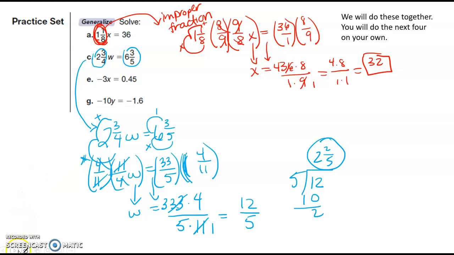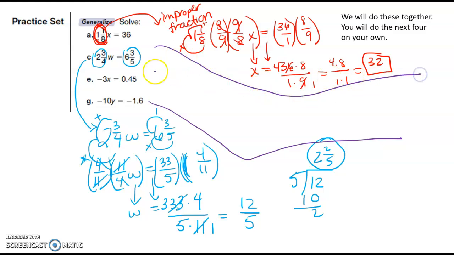Okay, and let's pick a different color and find a spot for E. I'm going to have to erase something here in a minute. So for E, actually, it's not too bad. You just divide by -3. So you have x is equal to 0.45 divided by -3. You've got a positive divided by a negative, which is going to give you a negative. 0.45 divided by 3 is 0.15, and that's our answer to E.